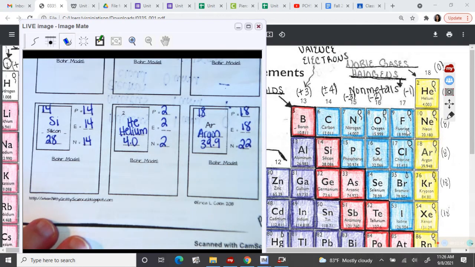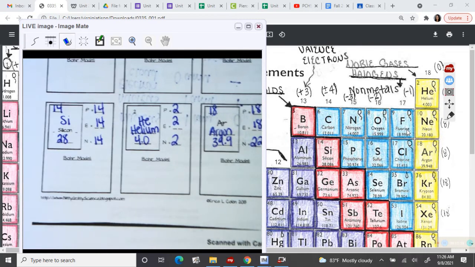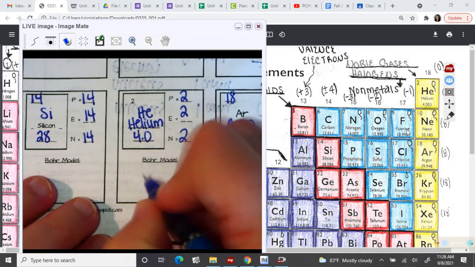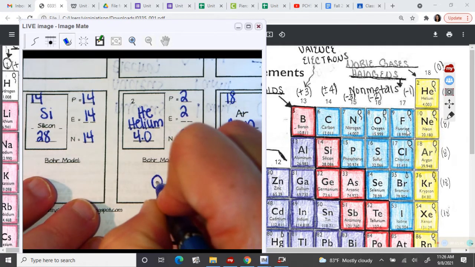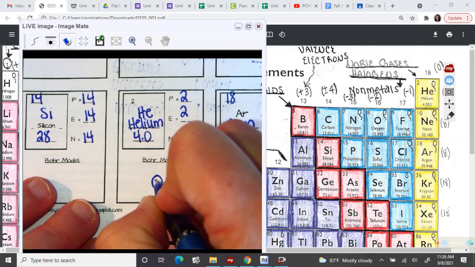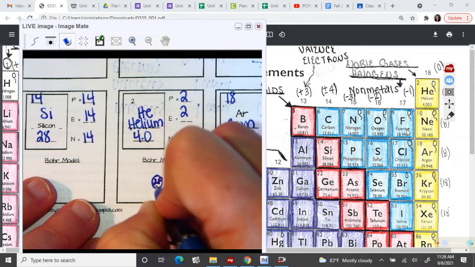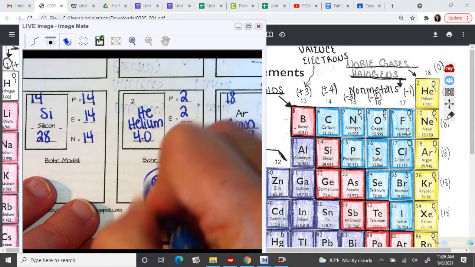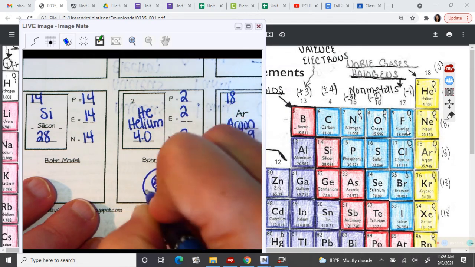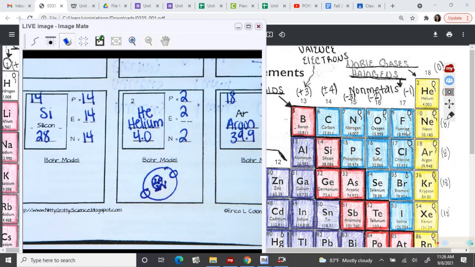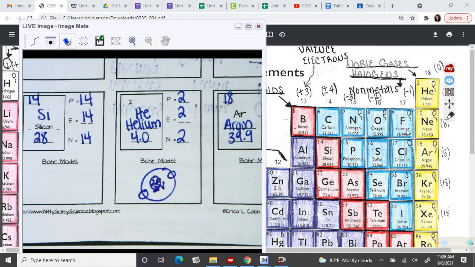All right, so just to show you what the Bohr model would look like, if we had helium, we would have a nucleus with 2 protons and 2 neutrons. So I'd have 2 protons, 2 neutrons, and then I would have 2 electrons sitting on the outside shell. Okay? All right. So that is all for the notes.